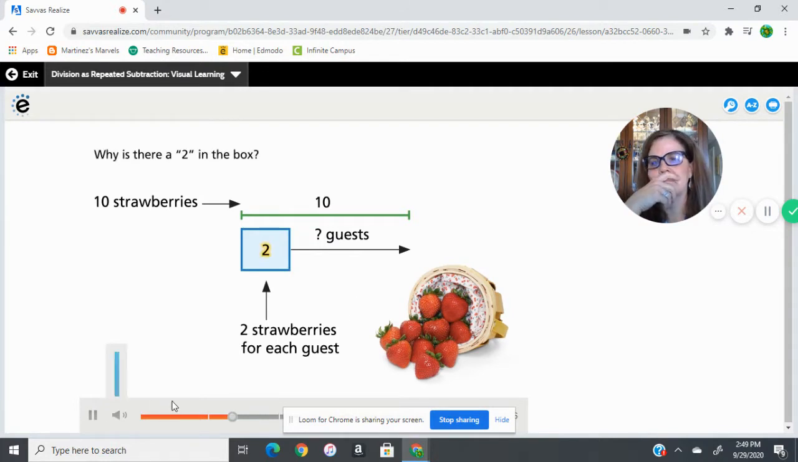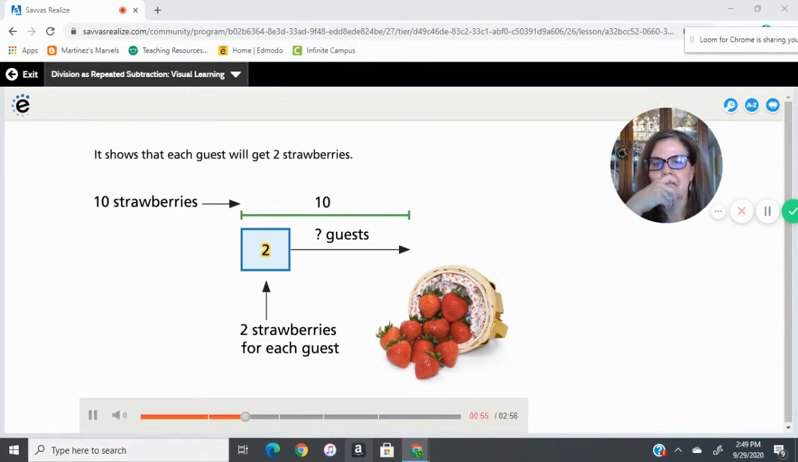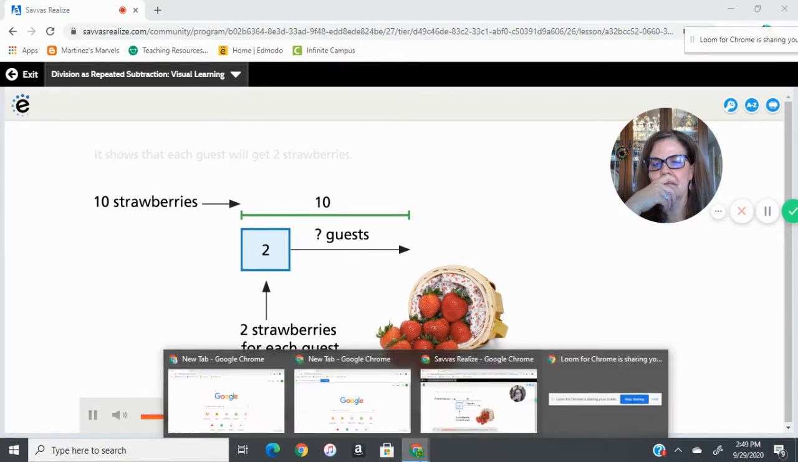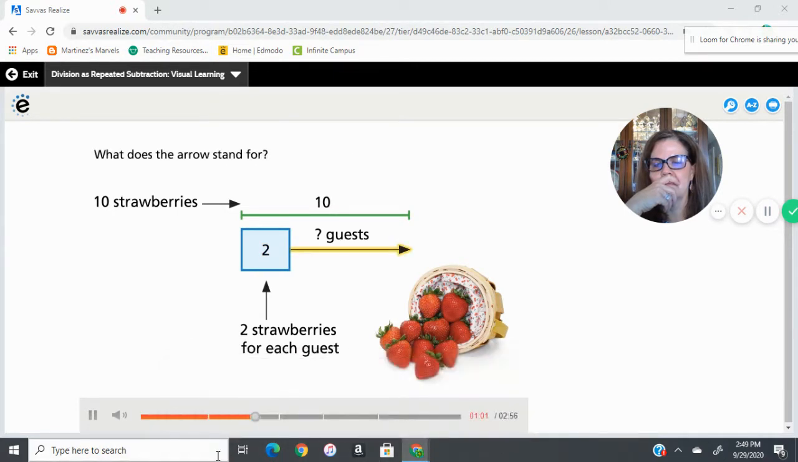Why is there a 2 in the box? It shows that each guest will get 2 strawberries. What does the arrow stand for? The arrow stands for the number of guests who will get 2 strawberries.